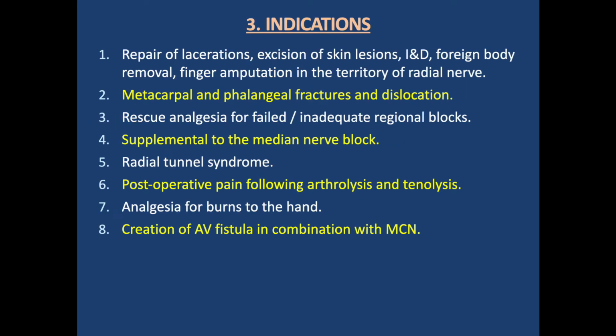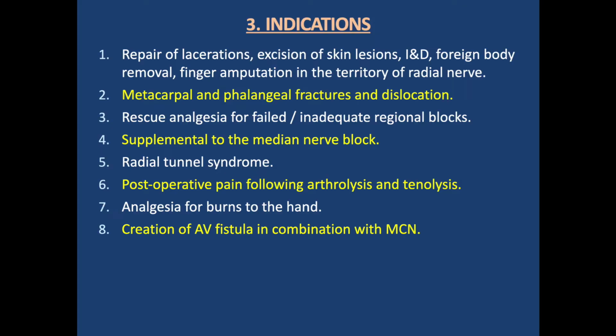Indication of the radial nerve block. Indications include repair of laceration in the territory of the radial nerve, excision of skin lesion, incision and drainage, foreign body removal, finger amputation in the territory of the radial nerve. Metacarpal and phalangeal fracture and dislocation can be made pain-free by this block. Rescue analgesia can be given for failed or inadequate regional block.